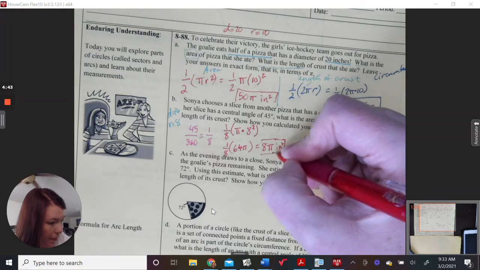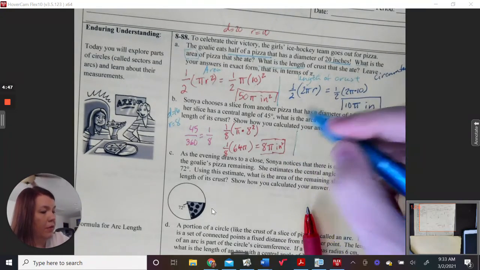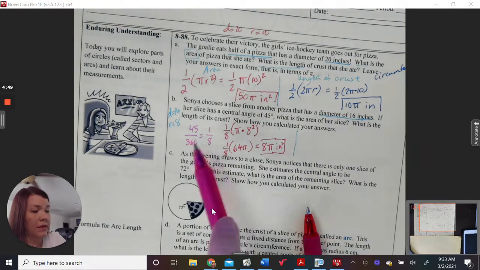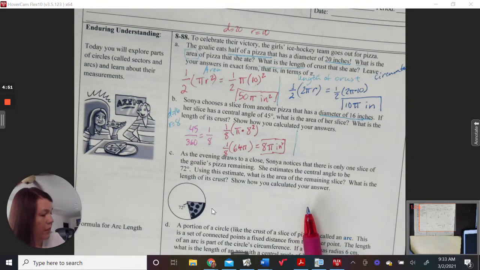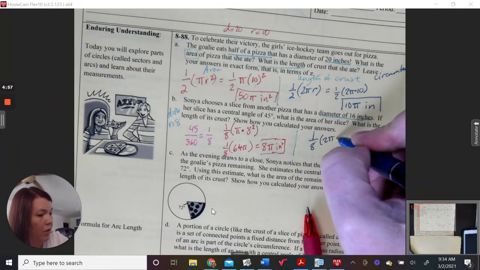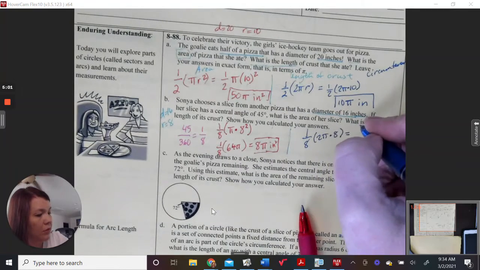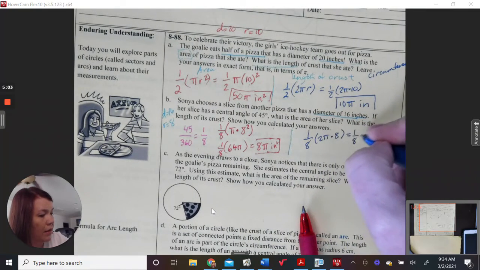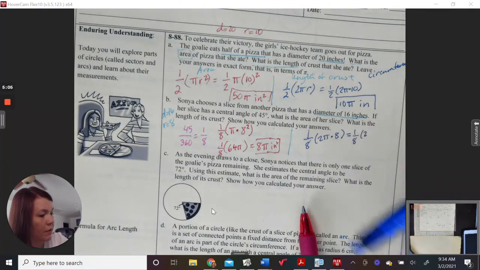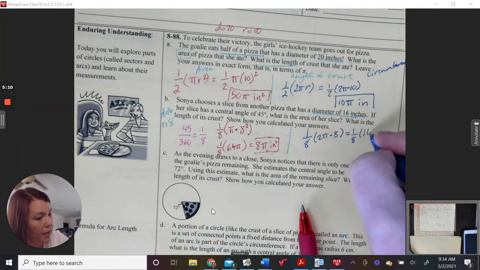Then for the crust, this isn't going to change. So we're still going to have 1/8. My circumference is 2 pi r, which is 2 pi times 8, which is 16 pi, times 1/8. An eighth of 16 is 2, so 2 pi inches.